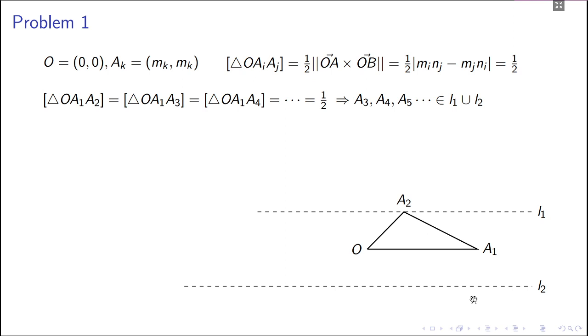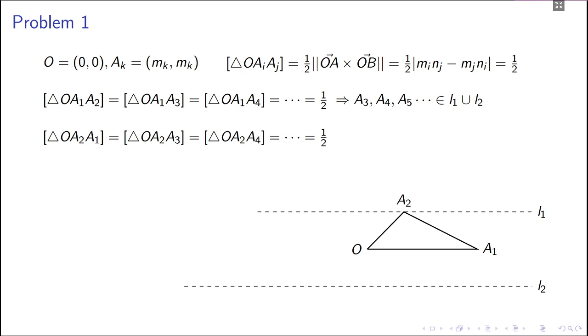Now you fix A2 and vary again. Fix A2, vary A3, A4, the third one. All these areas are half. The area of O, A2, A1 is also half. So all these triangles have the same area, half, and all these triangles have the side OA2 in common.